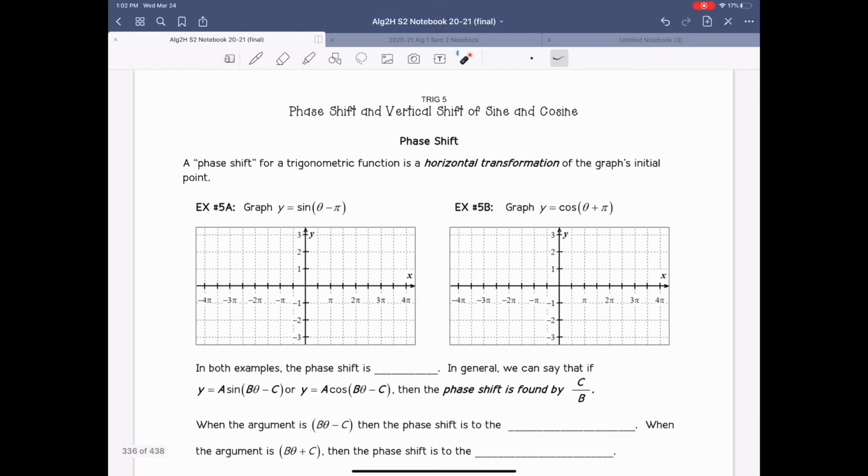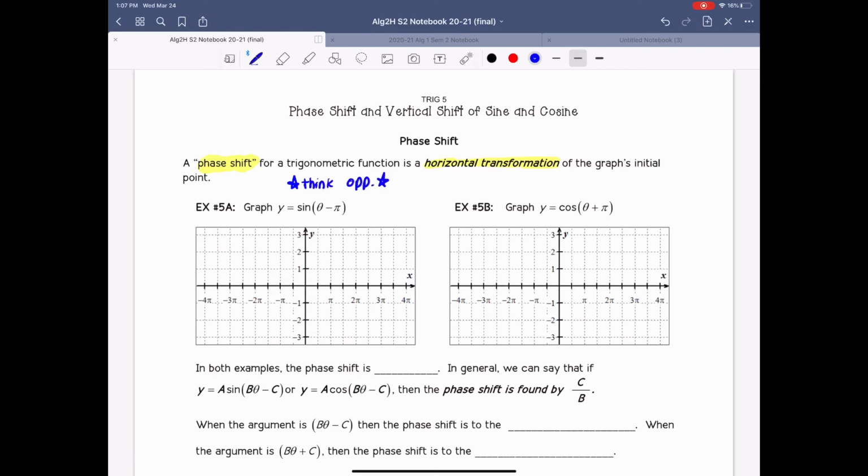We're going to start with example 5a. Let's talk phase shifts. A phase shift for a trigonometric function is essentially a horizontal transformation of the graph's initial point. So let's look first at the graph y equals sine of theta minus pi. Historically in this class, when we have something such as theta minus pi happening inside parentheses, that represents a horizontal transformation. And with horizontal transformations, remember, we are thinking opposite.